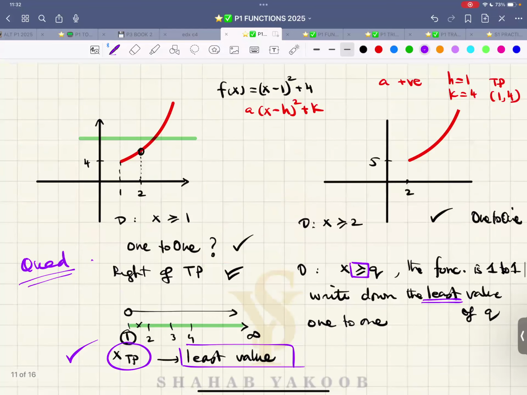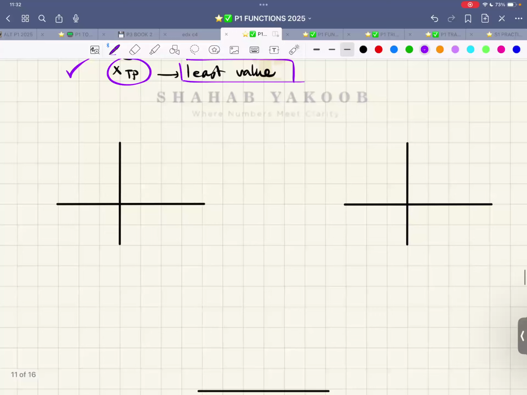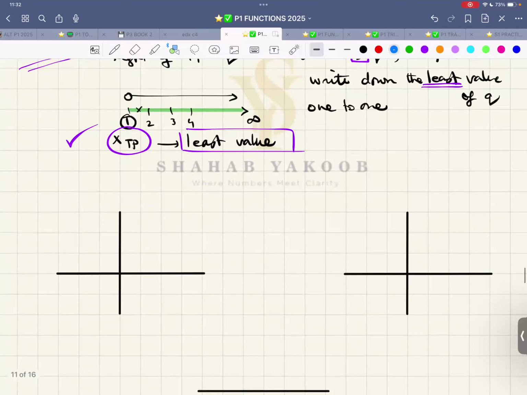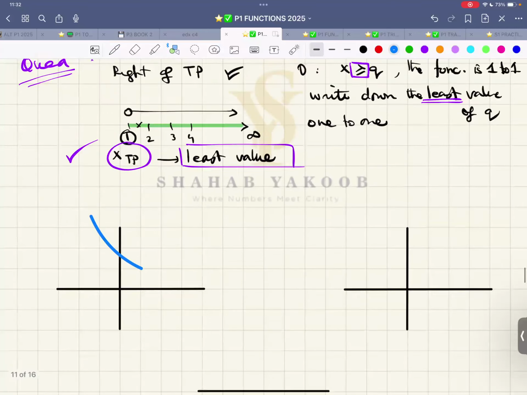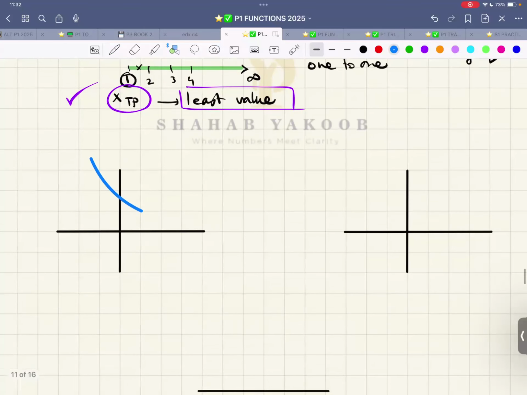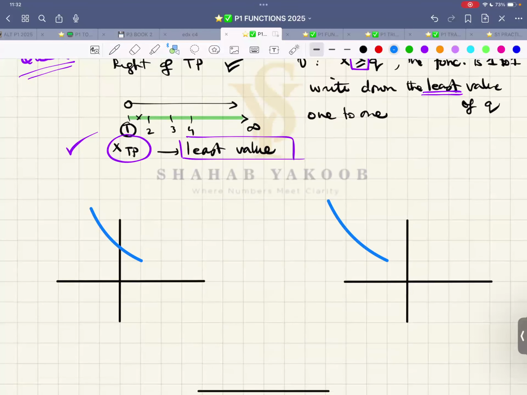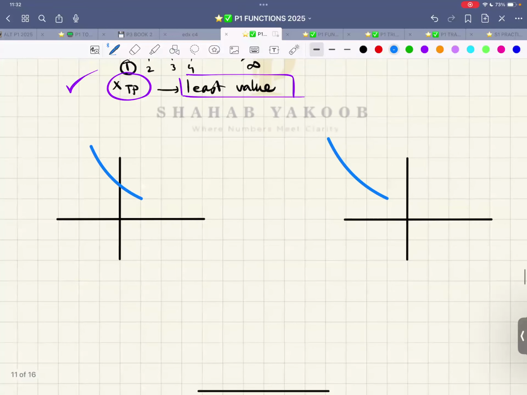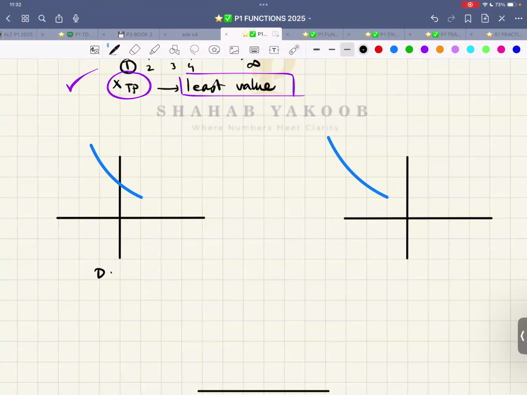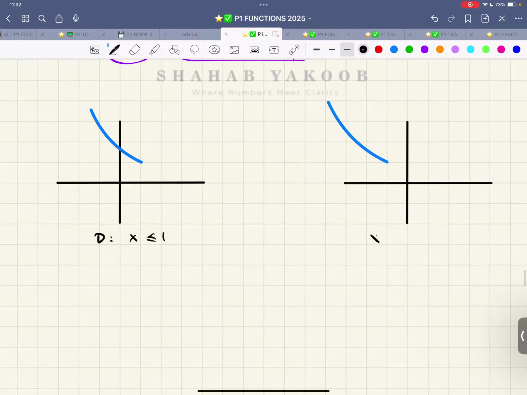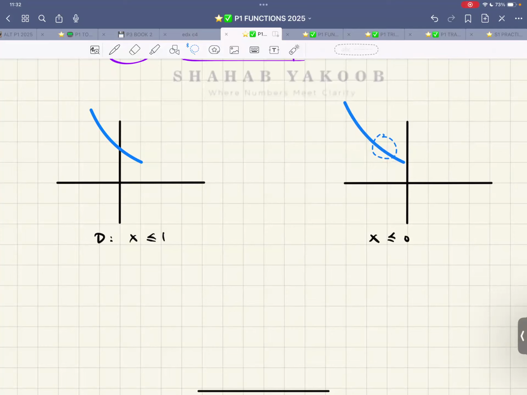So now let me look at the same graph and draw it the other way. Let me choose a blue marker and draw it like this. And let me draw it like this. Over here, it's the same graph. And now the domain is x is lesser than or equal to 1. And now the domain is x is lesser than or equal to 0. And let me just stick this over here.